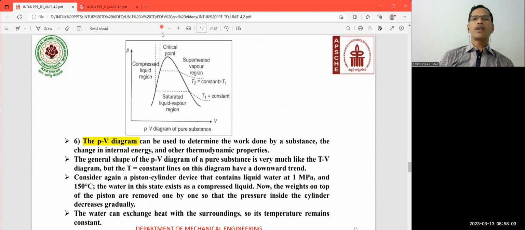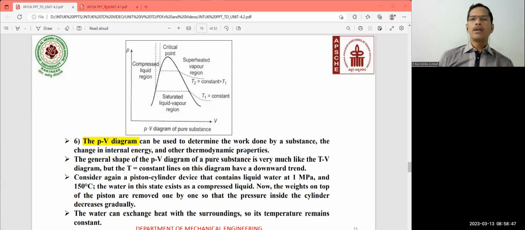If you go through it once again, on the PV diagram of a pure substance, these are the constant temperature lines. The PV diagram can be used to determine the work done by the substance. When we discuss pressure versus volume, automatically one parameter, the work done, comes in. The area under this PV plane gives the work done by the substance.